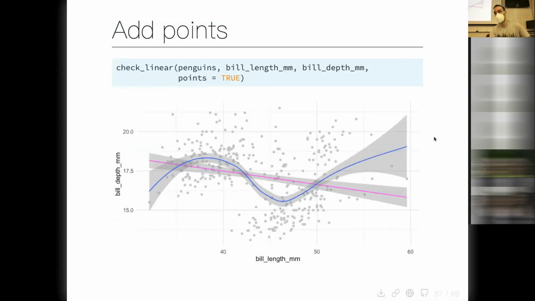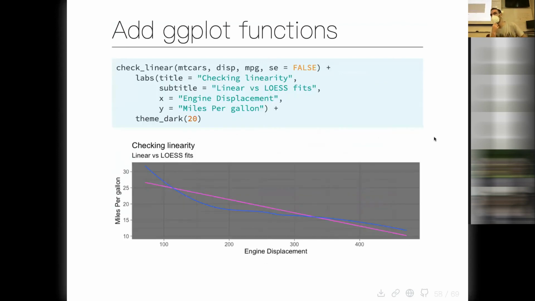We can add points equals TRUE, yay. But because it's a ggplot object, we can also continue to add layers onto it if we want to. So here I've added a labs layer and then an additional theme to it, and it all works. This is really good, sort of modular programming, right? You're building a plot, but it's within the ggplot universe. And so you can continue to add layers to that plot just like you would any other ggplot.